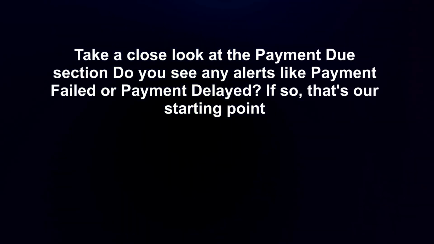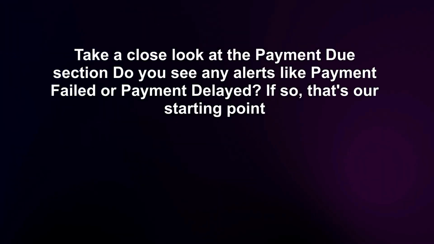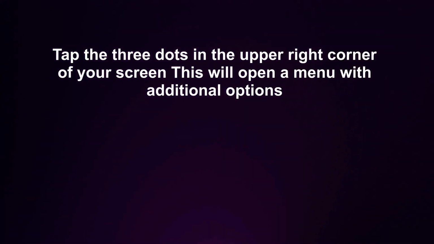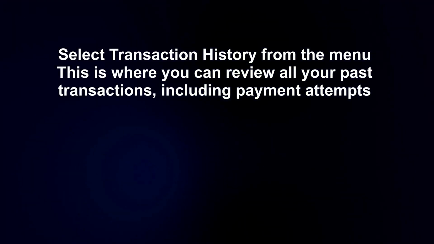Take a close look at the payment due section. Do you see any alerts like payment failed or payment delayed? If so, that's our starting point. Tap the three dots in the upper right corner of your screen. This will open a menu with additional options. Select transaction history from the menu.